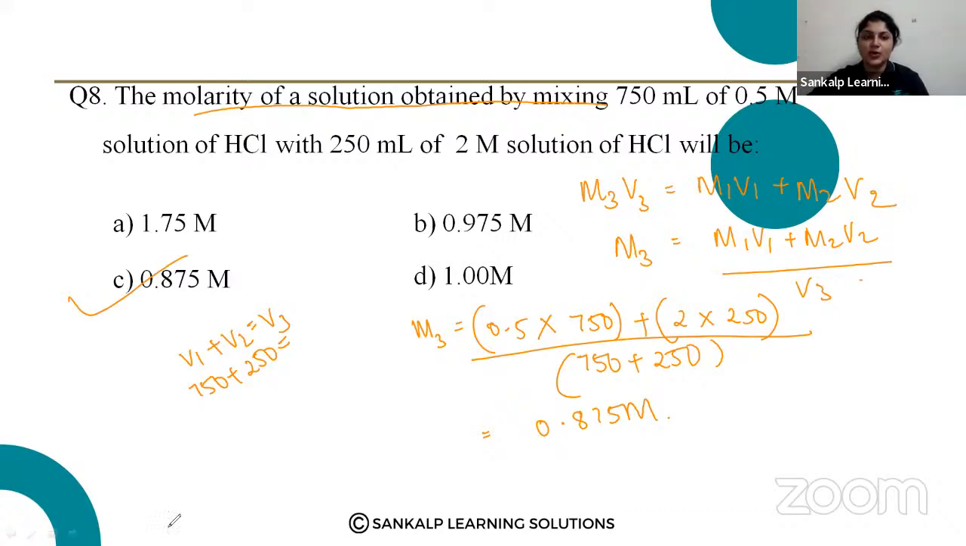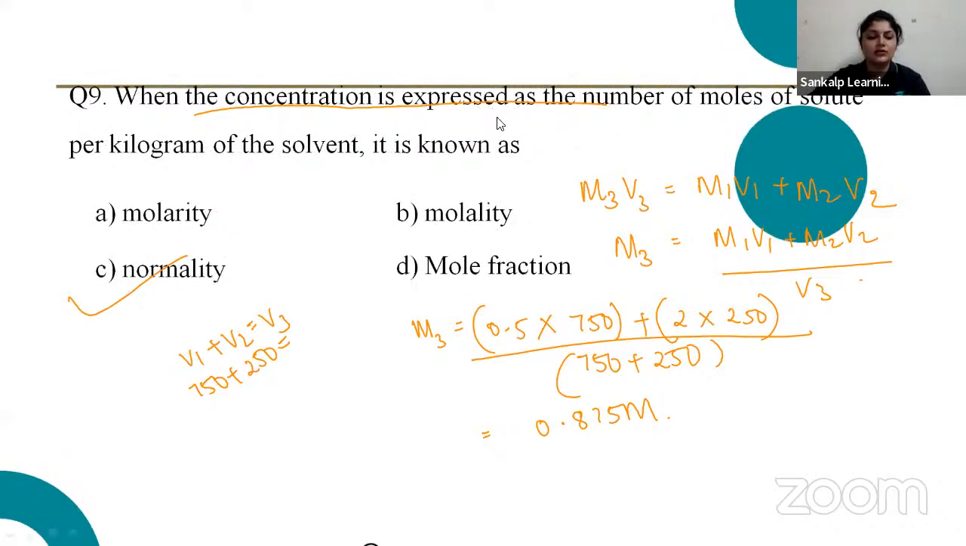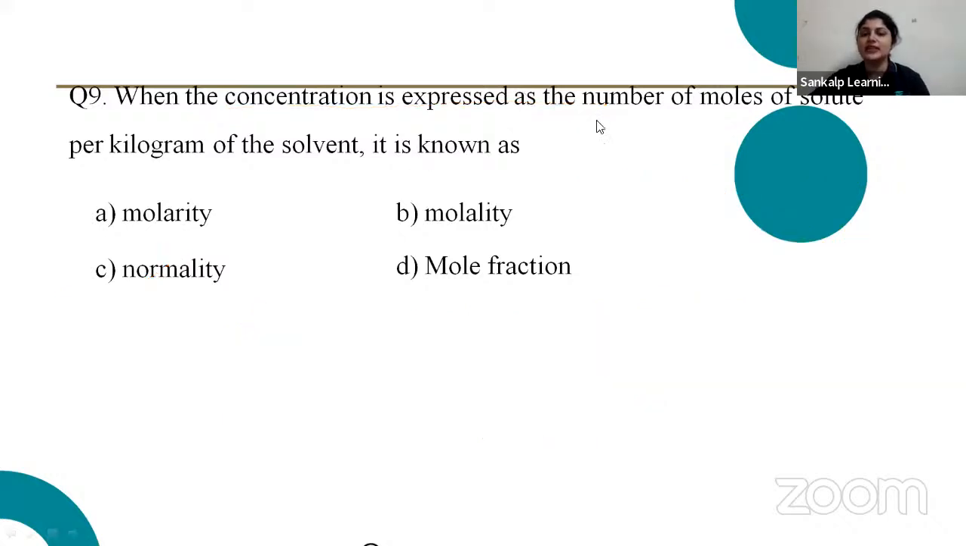So we'll solve a last problem and then we will stop. When the concentration is expressed as the number of moles of solute per kilogram of the solvent, then it is called as what? It is called as molality. So option B is right. Molality is correct.